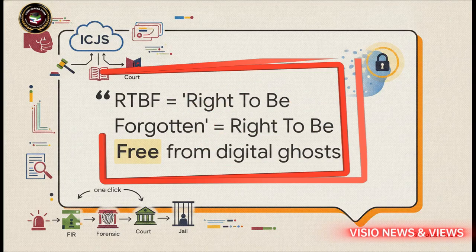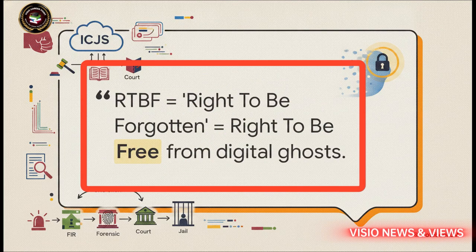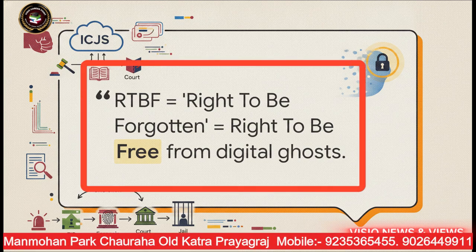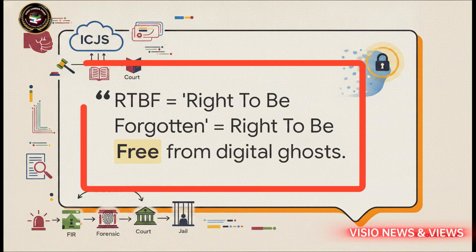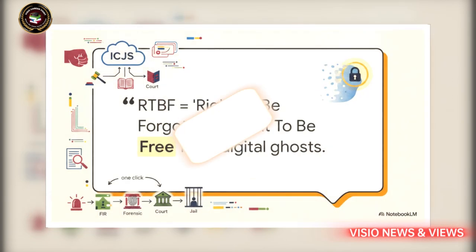Let's punch in a couple of quick memory anchors for this one. Remember, ICJS equals I-Court Justice System. We're talking FIR to forensic to court to jail, all in one click. And for privacy, RTBF equals the right to be free from digital ghosts.